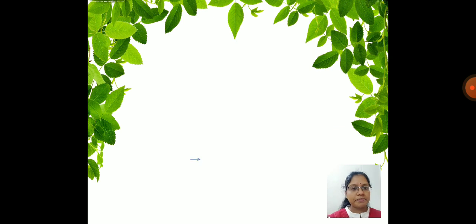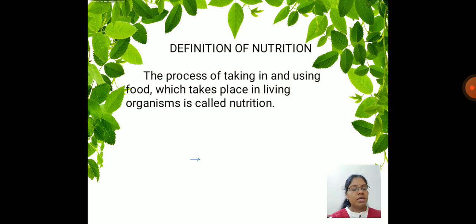Okay. First, let us see the definition of nutrition. The process of taking in and using food which takes place in living organisms is called nutrition. So the process of taking in food, only in living organisms, is called nutrition.